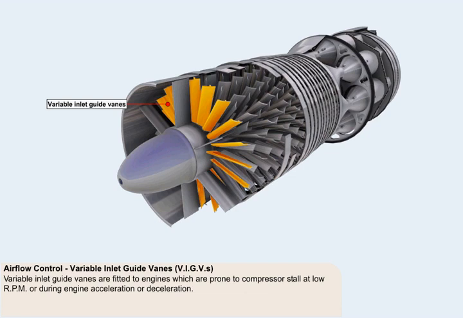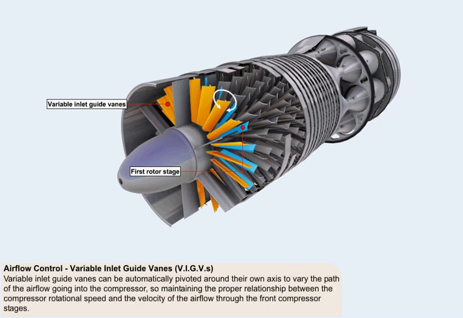Variable inlet guide vanes, or VIGVs, are fitted to engines which have a particular problem with inherent compressor stall at low RPM or during engine acceleration or deceleration. Variable inlet guide vanes are fitted just in front of the first rotor stage. They can be automatically pivoted around their own axis to vary the path of the airflow going into the compressor, so maintaining the proper relationship between the compressor rotational speed and the velocity of the airflow through the front compressor stages.